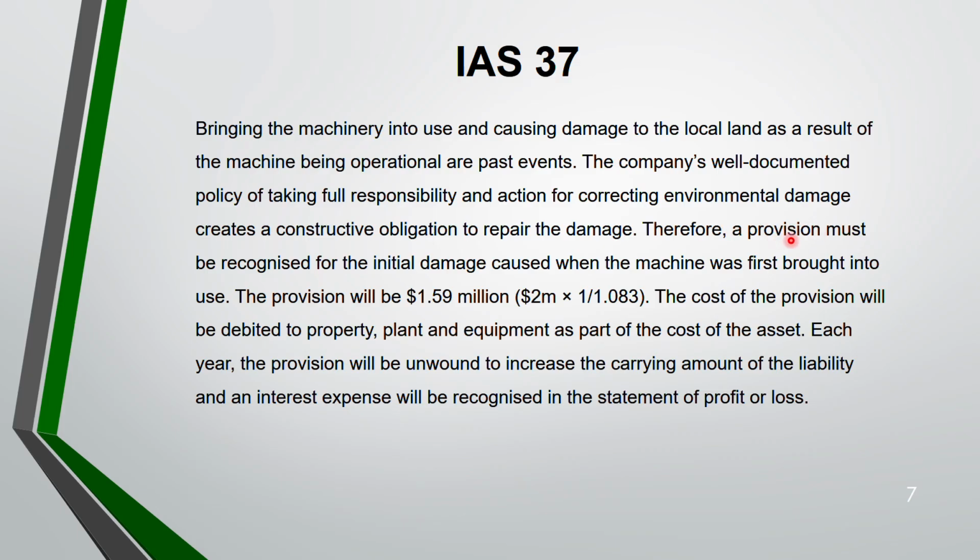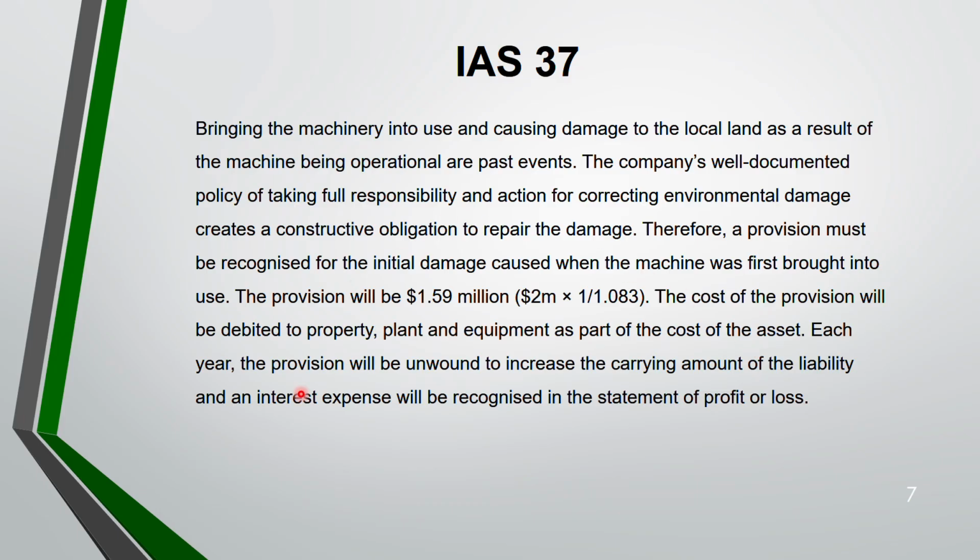When you first brought the machine into use, whatever the damage has been caused, you have to recognize a provision to that amount. That amount of the damage is 2 million. Interest is 8%. This is to the power 3, not 1.083. It is 1.08 to the power 3. So the provision is 1.59 million. The cost of provision will be debited to your property, plant and equipment as part of the cost of that asset. Remember, it will increase your cost of property, plant and equipment.